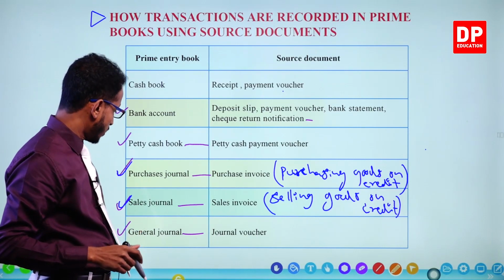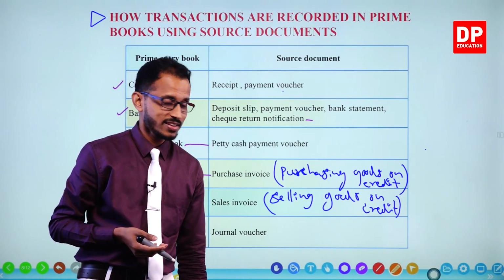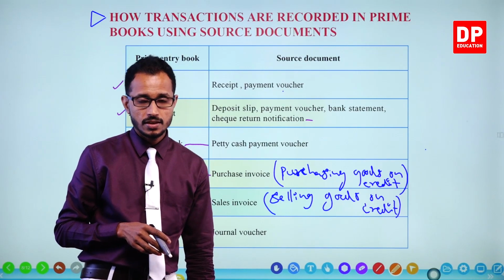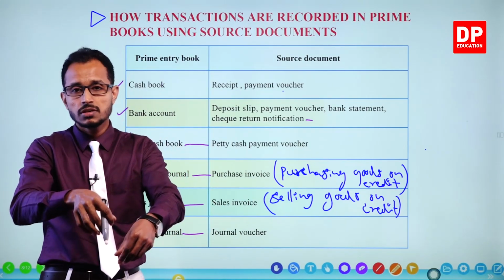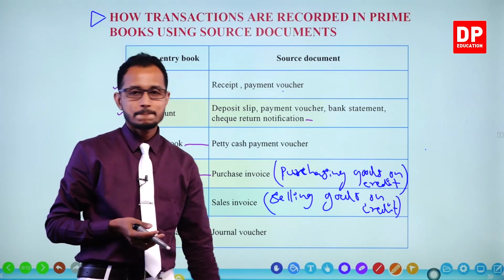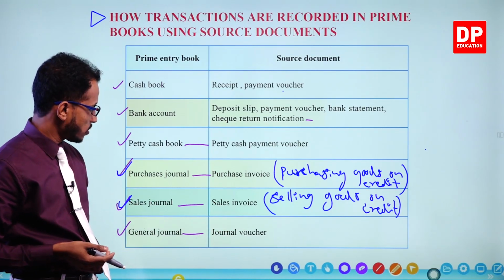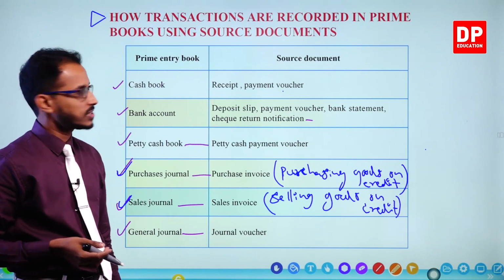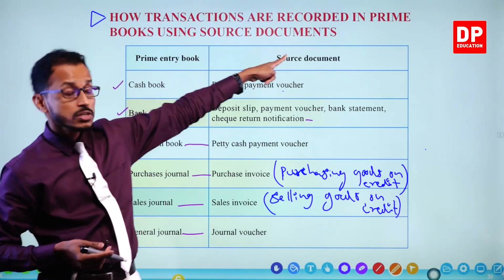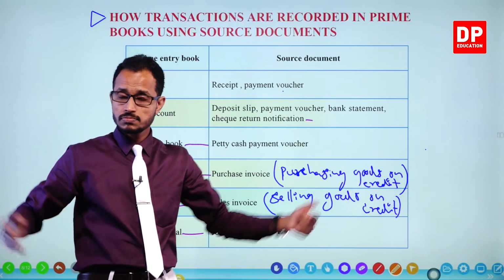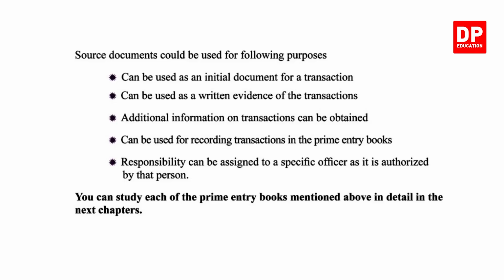Finally, the general journal. I told you that the general journal is somewhat similar to a garbage bin, a dustbin in your classroom. Just to remember, a general journal is used to record all the transactions which cannot be recorded in these other journals. Likewise, the general journal uses the journal voucher to record transactions. So that is how transactions are recorded in different prime entry books using different source documents. That is the importance of source documents. Alright, children. Moving on.